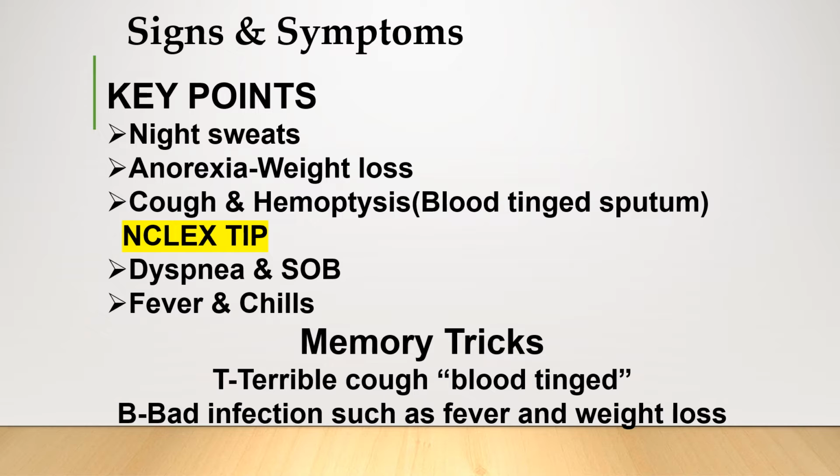This is a common question that I was asked: what type of sputum will be there? So you have to remember, hemoptysis is the common sign and symptom in tuberculosis, along with dyspnea, shortness of breath, fever and chills. Here are memory tricks so you can easily remember TB. T is for terrible cough, where blood-stained sputum will be there. B is for bad infection which results in fever and weight loss.